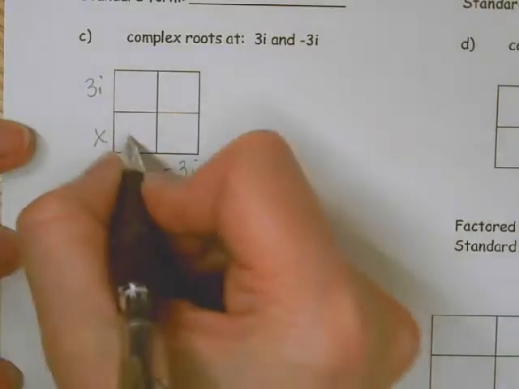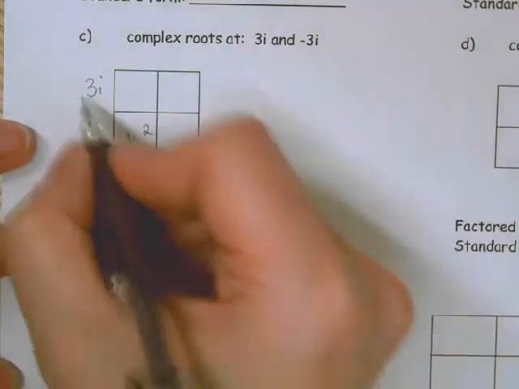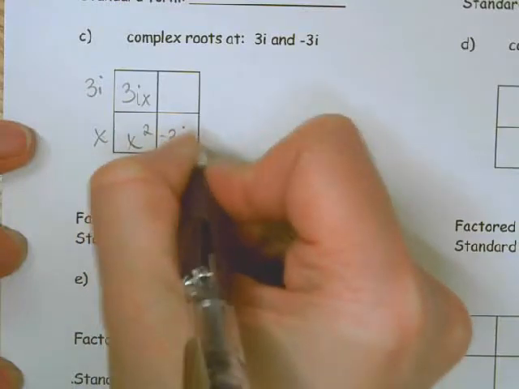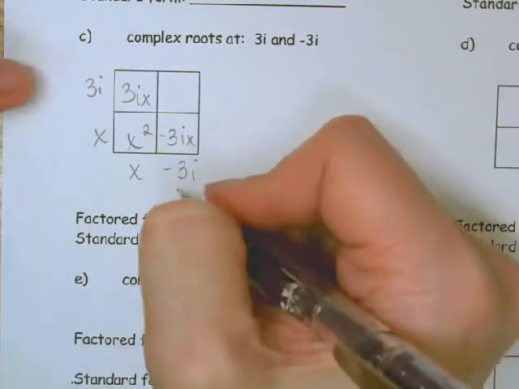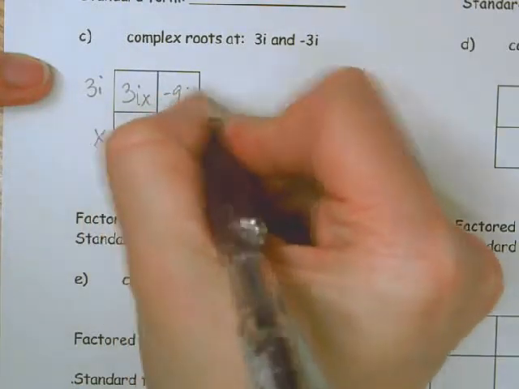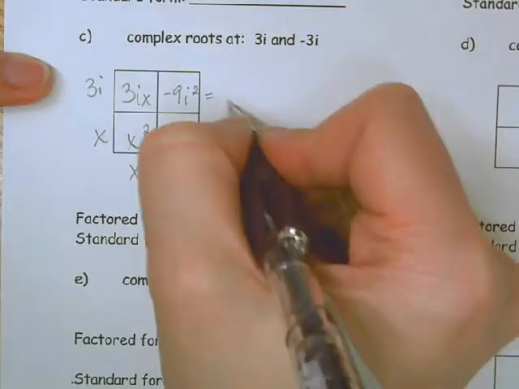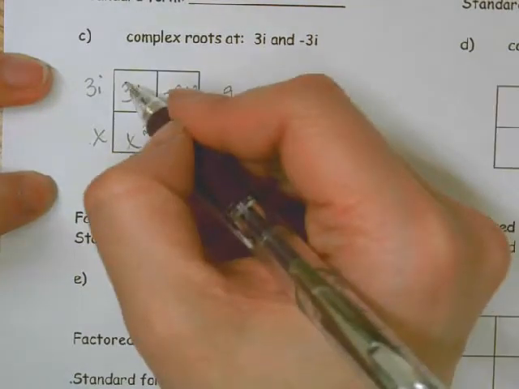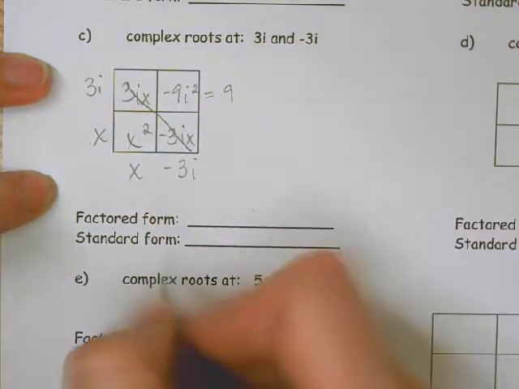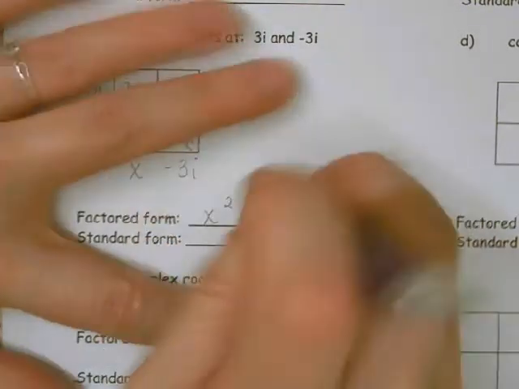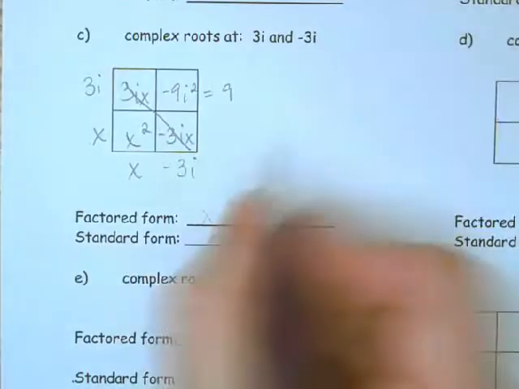If I have x times x, that is x squared. X times 3i, that is 3ix. X times negative 3i is negative 3ix. And then here, negative 3i times 3i is going to be negative 9i squared, which we did on the other side is the same as negative 9 times negative 1, which is a positive 9. Again, our middle terms add out to 0, so I'm left with x squared plus 9. That's not factored form, sorry, that would be your standard form.